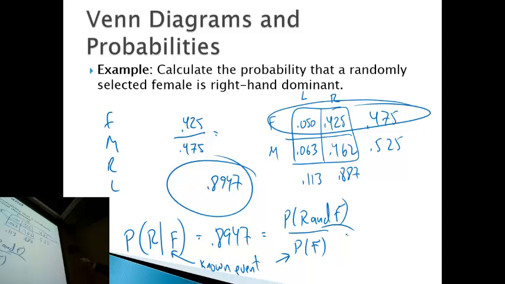Here's our marginal total, 0.475. But we saw this back in chapter 6. These different cells are intersections: L and F, L and M, R and F, R and M. So we have R and F, my numerator, out of F. A long, drawn-out way of just getting this answer.